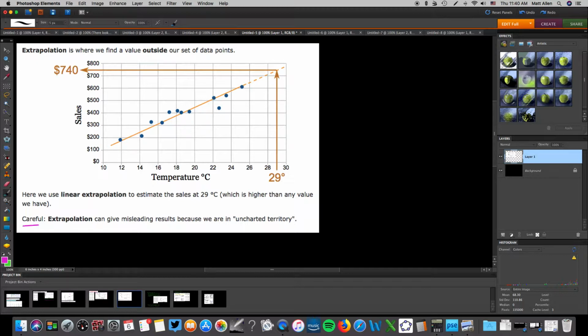The thing we need to be careful of with extrapolation is this: it can give misleading results because we're in uncharted territory. Basically, who's to say this pattern is going to continue forever? Let's face it, if we get up to 40 degrees C, that's super hot. Nobody's going to leave their houses, and they'll probably lose sales. So interpolation will be very strong. Extrapolation is kind of like making an assumption here.